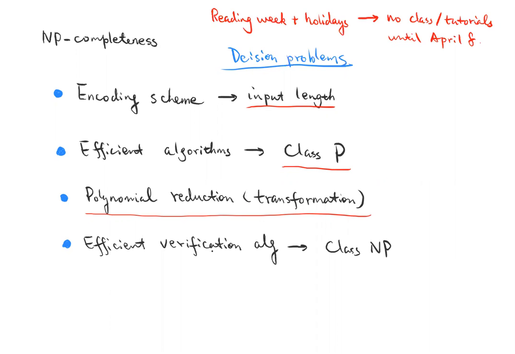In order to capture difficult problems, we will introduce a new class of problems called class NP. That's related to efficient algorithms, but a different kind of efficient algorithm called verification algorithms. And from this class NP, eventually we'll come up with a class of very difficult problems called NP-complete. I don't think we'll have time today for that class. So that's the roadmap for today's class. Let's start with the decision problem.